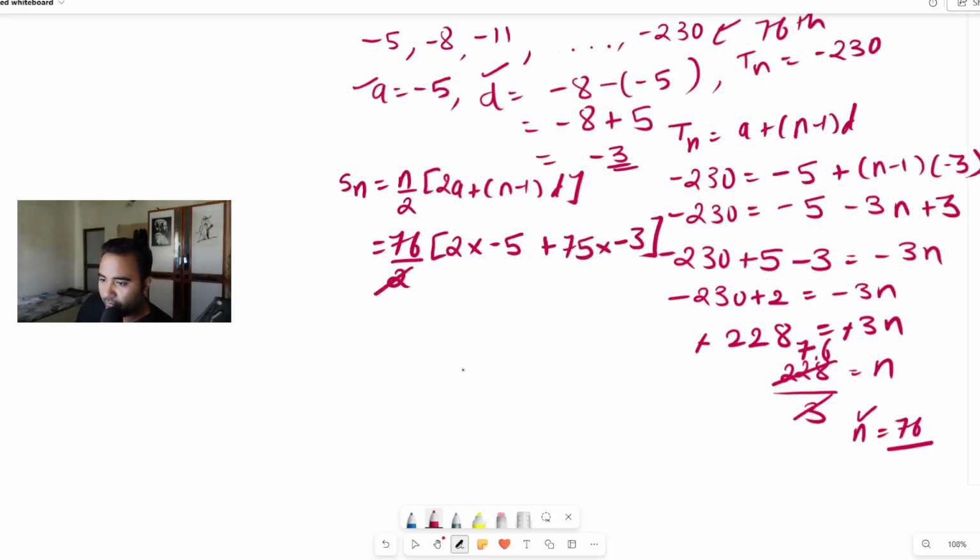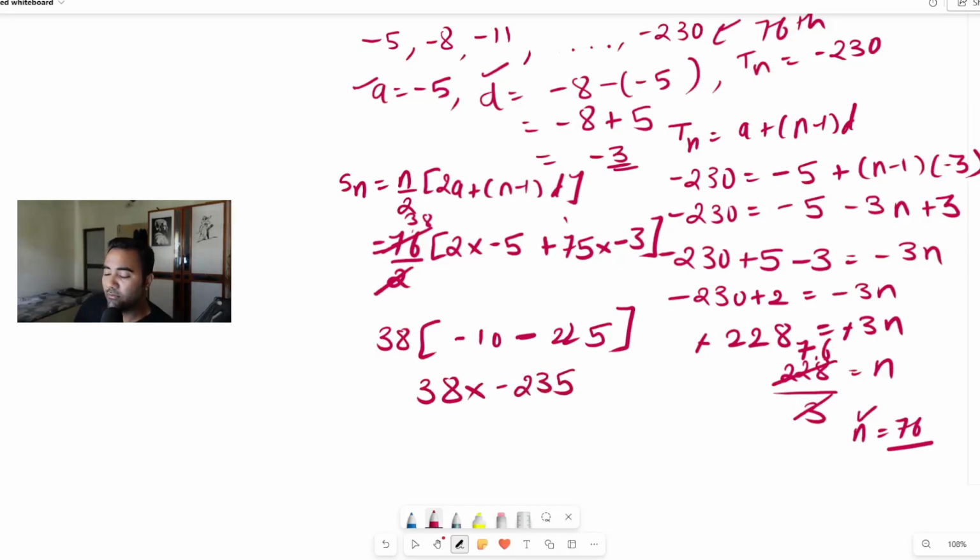Let's see. 2 3s are 6, 2 8s are 16. So 38 multiplied by minus 10 minus 3 5s are 15, 7 3s are 21, 21 plus 1, 22. 38 multiplied by minus 235. Let me just calculate the answer.